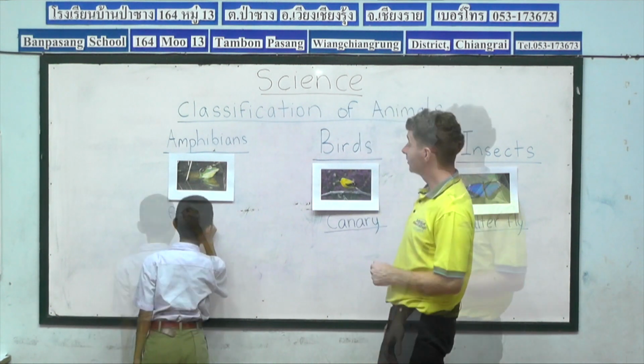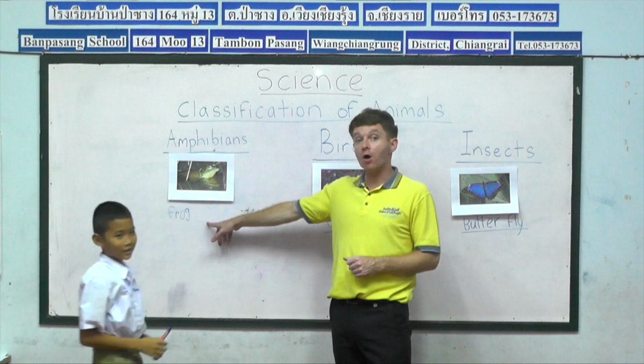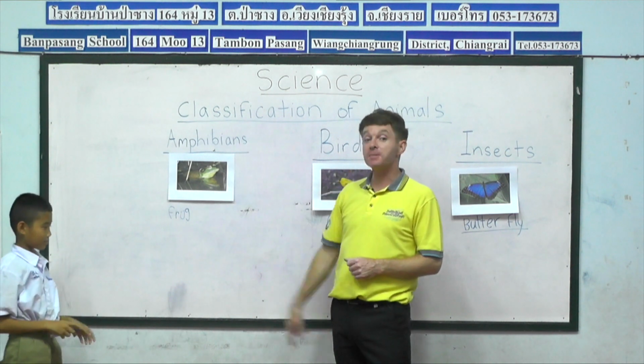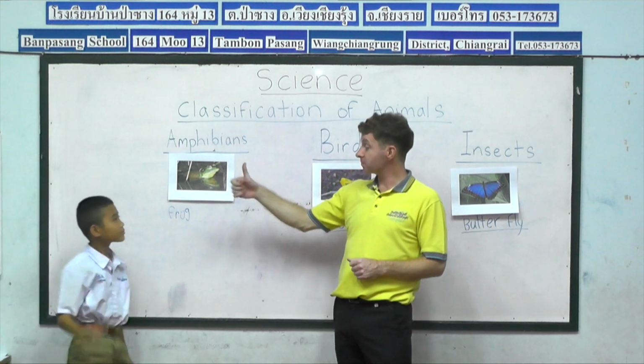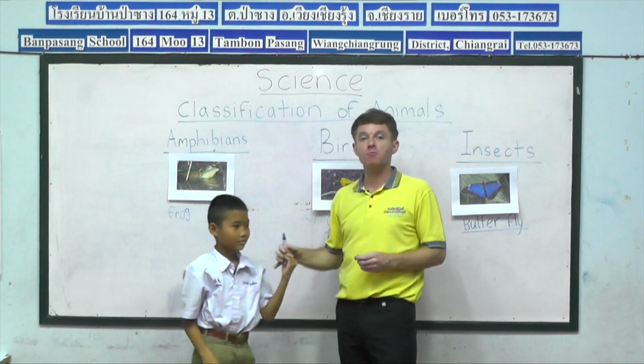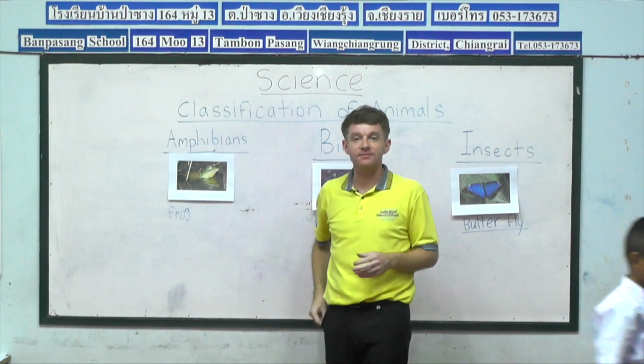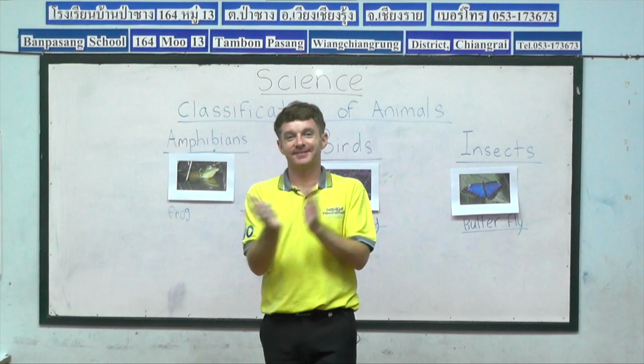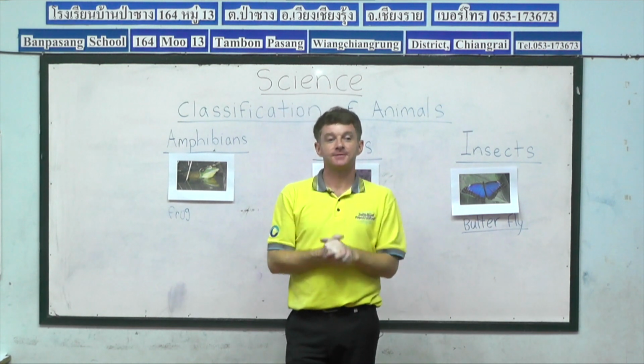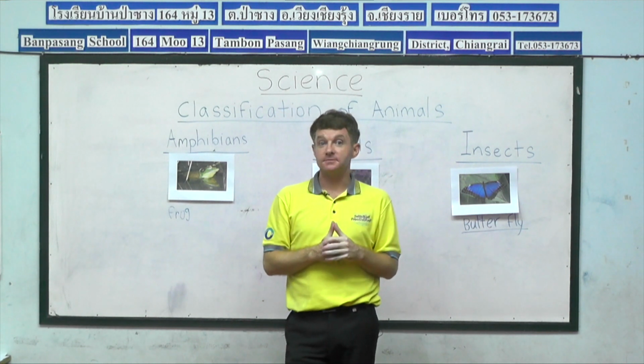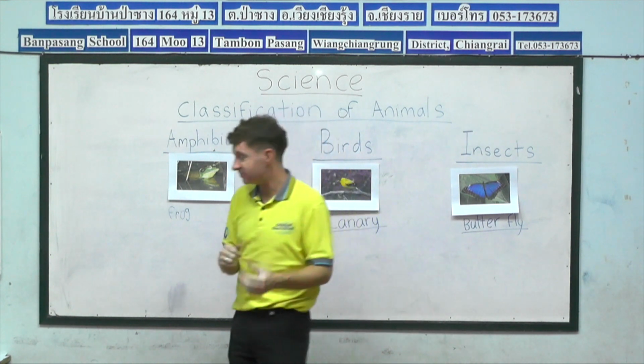And we can help Bang Pon to spell frog. F-R-O-G. So we can say together, frog, amphibian. Bang Pon, that was brilliant. High five and a big round of applause for Bang Pon, please, guys. Okay, time for our next student and our next flashcard.